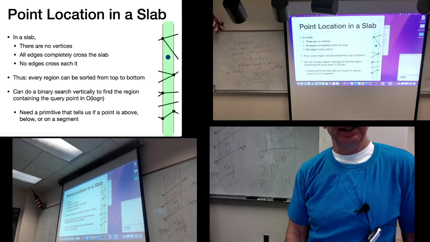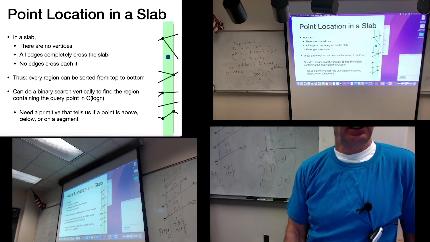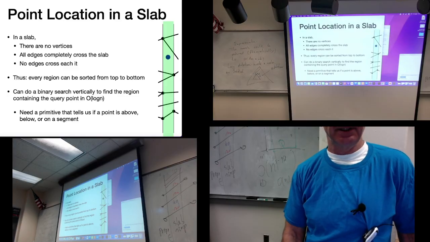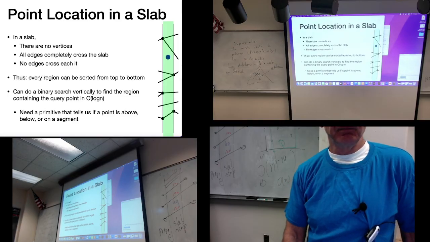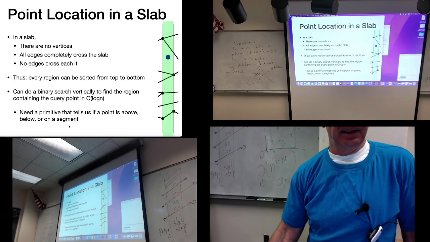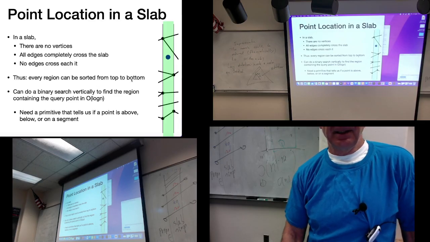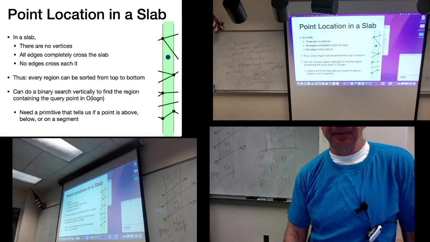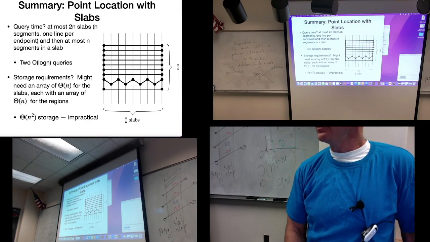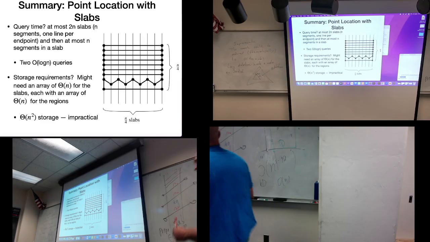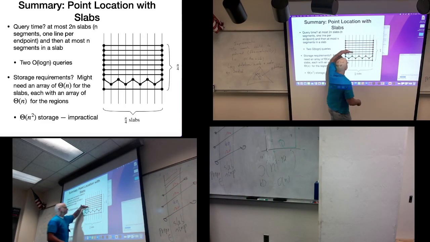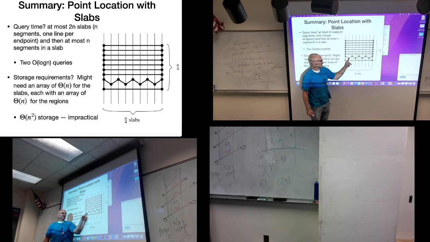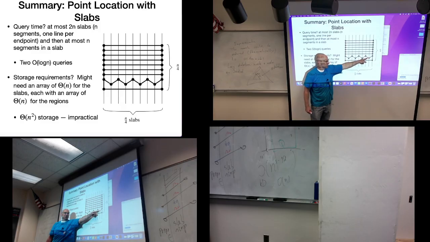There are no vertical segments, general position. All edges completely cross the slab from left to right. Nobody starts, nobody stops. And no two segments intersect. So every such region can be sorted bottom to top, and I can do binary search. Time complexity. Again, annoying theoreticians: slabs like horizontal, and segments like so.